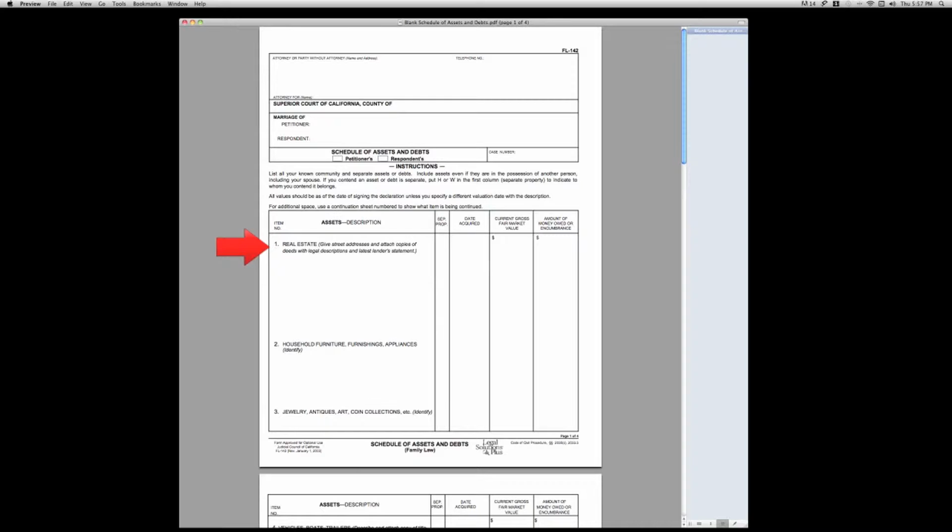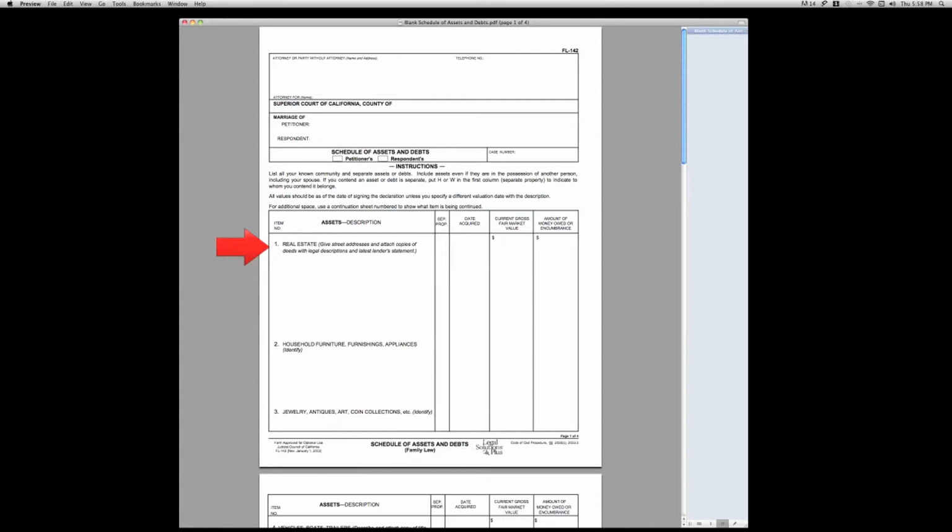And you see in the far left column, it says number 1, real estate. And mind you, for nearly every one of the items on this form, and there are 24 items on the form, you will see words in italicized text, which tells you what information is required and what documents are mandatory to support the information that you're providing on the form. So looking at number 1, real estate.